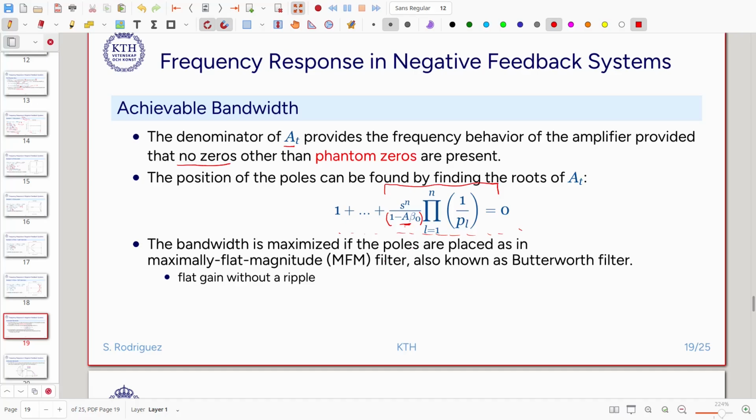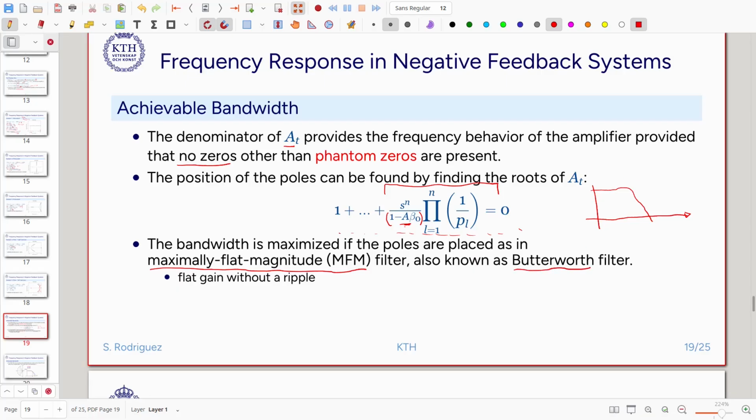Now, we will postulate that in analog integrated circuit design, we want to achieve the maximum possible bandwidth with the minimum power consumption. And what is the maximum achievable bandwidth? We can see our amplifier as a filter with a bandwidth, and there are different kinds of filters around. One kind of filter that is interesting for us is the maximally flat magnitude (MFM) filter, also known as a Butterworth filter.